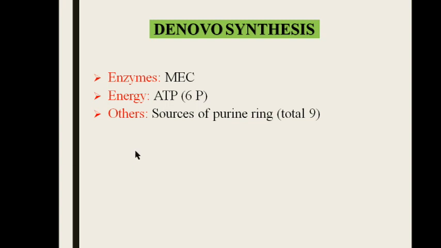Other sources of purine, I already told you in the previous slide, are that they do require certain amino acids like aspartate, glutamine. They do require carbon dioxide. They do require certain cofactors like magnesium. They do require certain coenzymes like tetrahydrofolate. So these are the various other sources which are highly required in the purine biosynthesis.